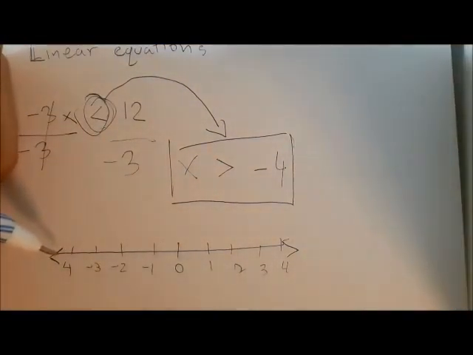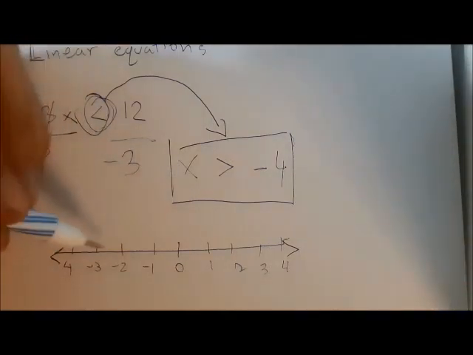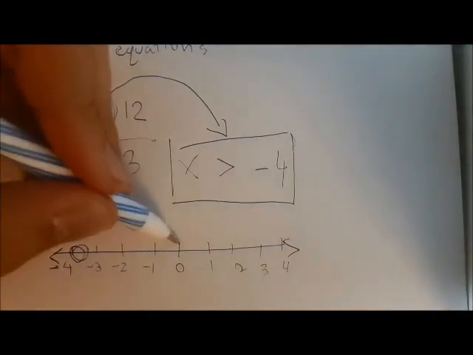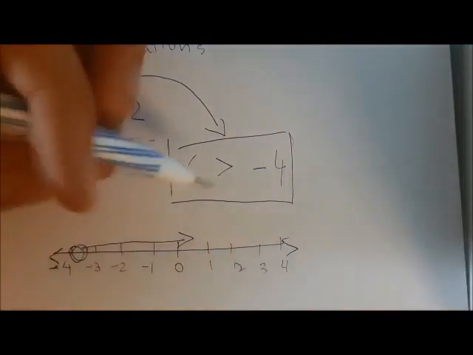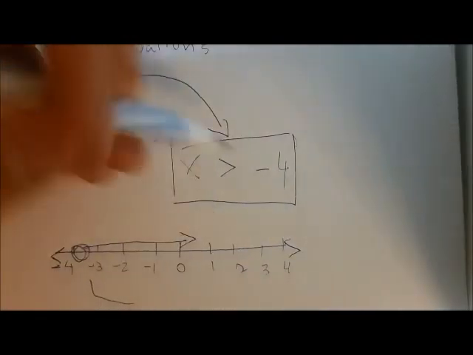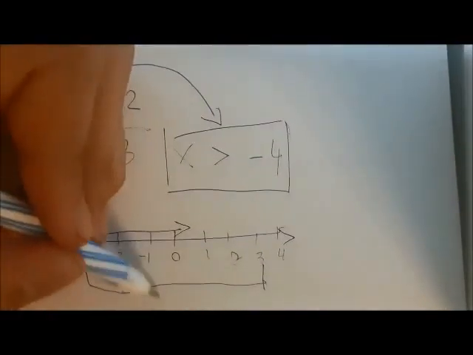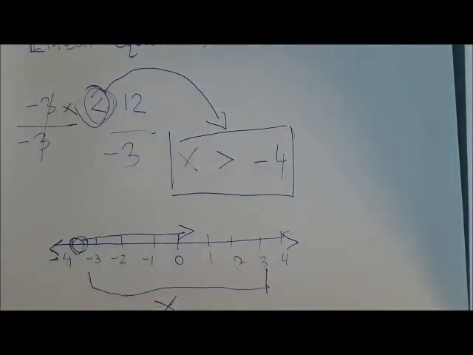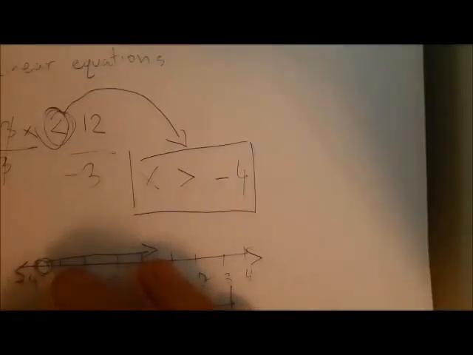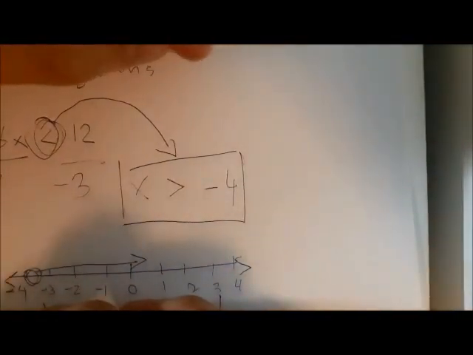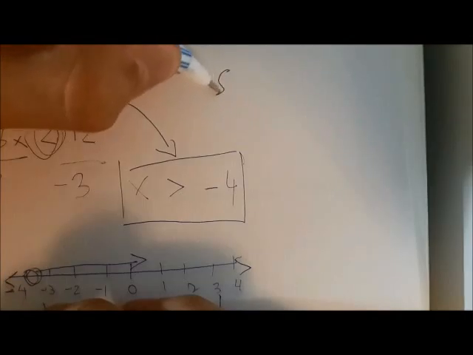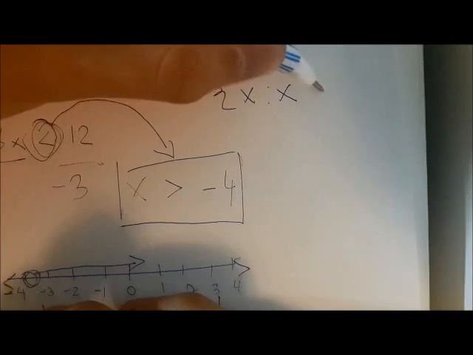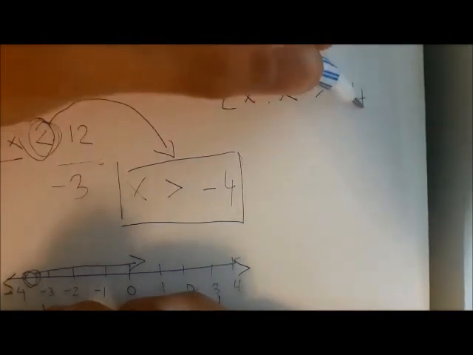So now we have to graph it on a number line. So -4, and a line back, representing all the possible x's. This is all the possible x's. So when we write it as an answer, we should write it as x is less than 4.